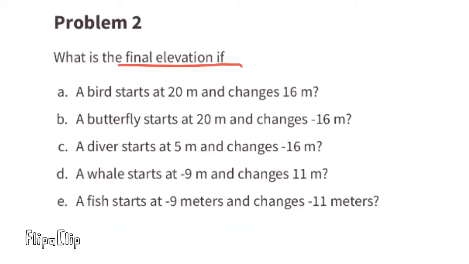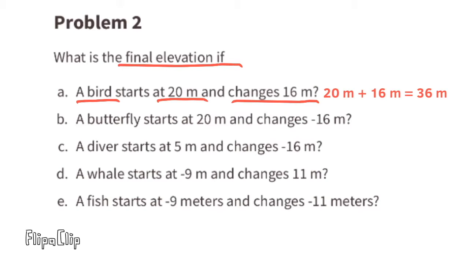Problem number 2. What is the final elevation if A. A bird starts at 20 meters and changes 16 meters? We can write this as the equation 20 meters plus 16 meters equals a total of 36 meters. So the elevation of the bird would be 36 meters.